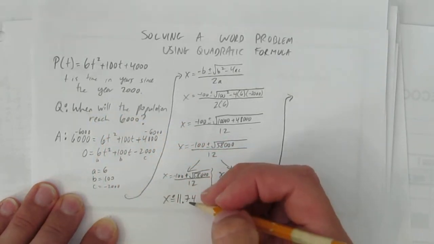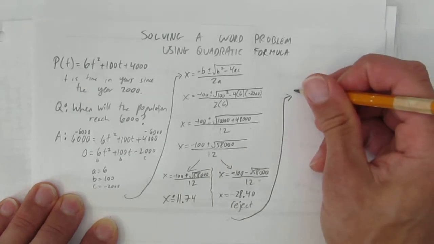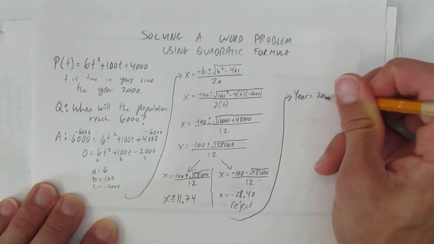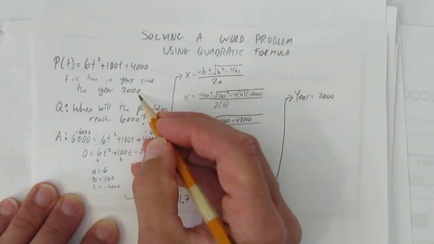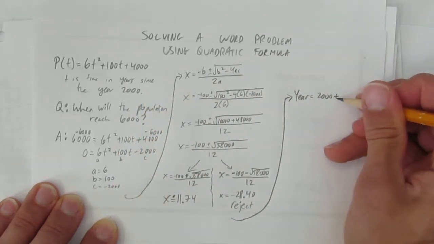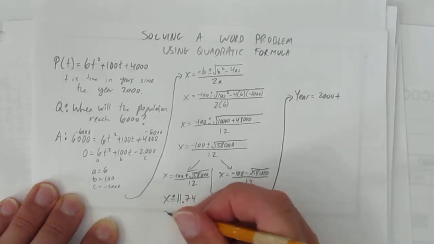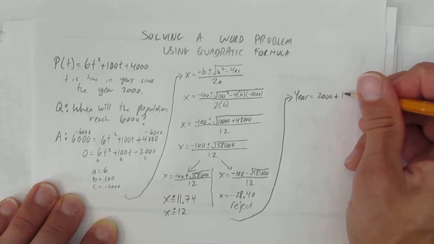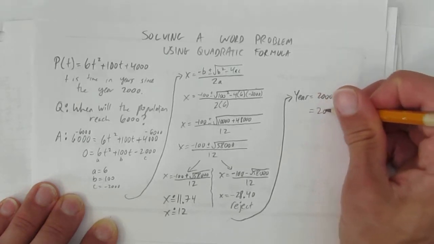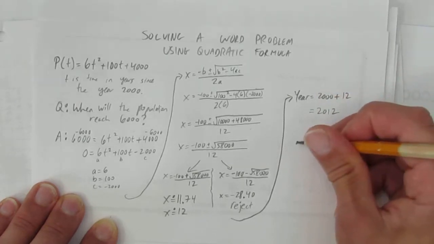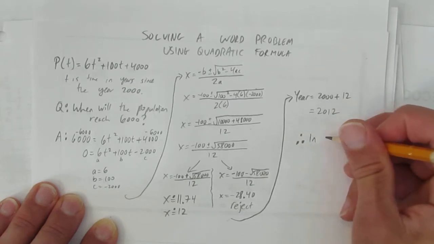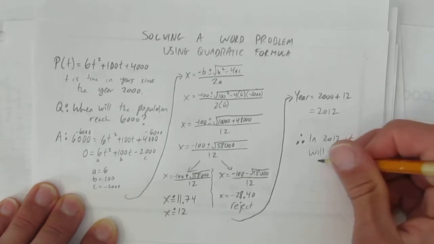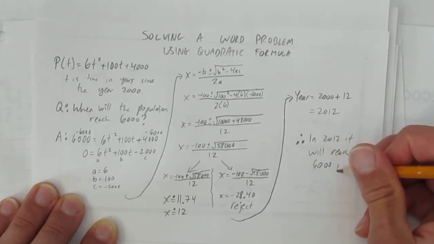So we want to say, okay, the year is going to be the year 2000, because it's from the year 2000, plus, and here I have 11.74, that's approximately 12. Let's write that. It's approximately 12 years from now. So the year is 2000 plus 12, which obviously is 2012. Now we can write our therefore statement. In 2012, it will reach 6,000 people.